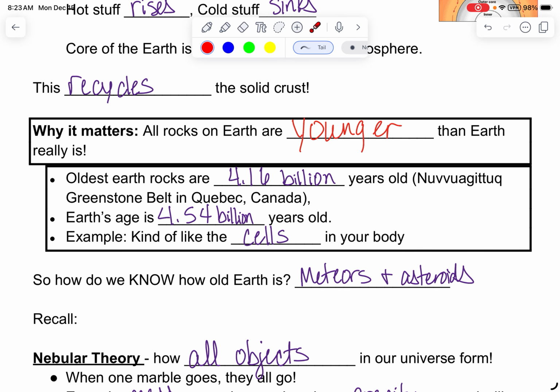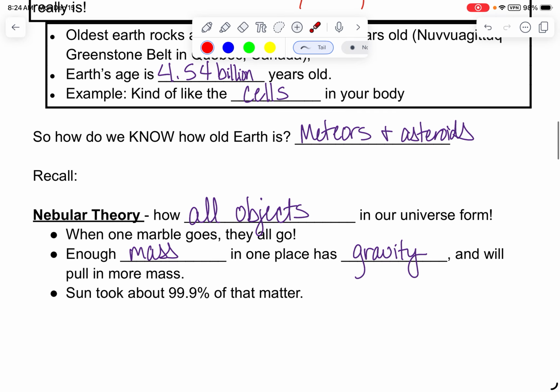So how we know how old we are is by our birth date, our birth certificate, right? Because someone documented that. Well, the documentation for our solar system lies in meteors and asteroids. So we're going way back to the beginning of the semester to think about this one. In the beginning of the semester, we talked about nebular theory, right? We were playing with marbles. We had marbles on a hoop.